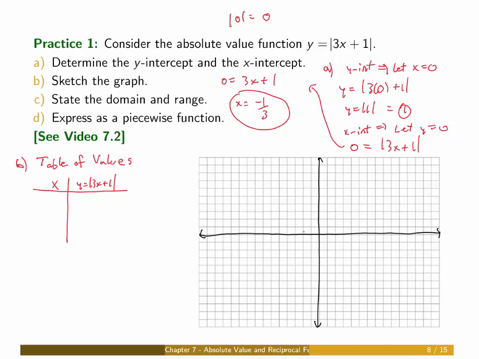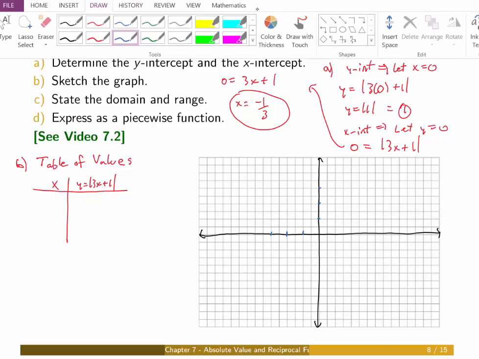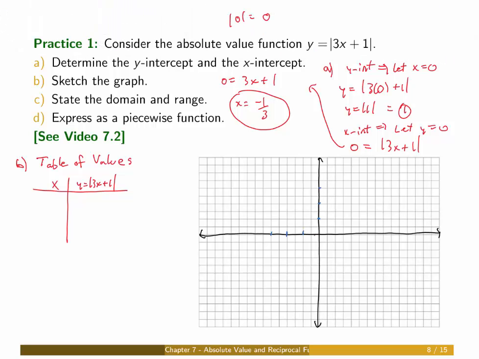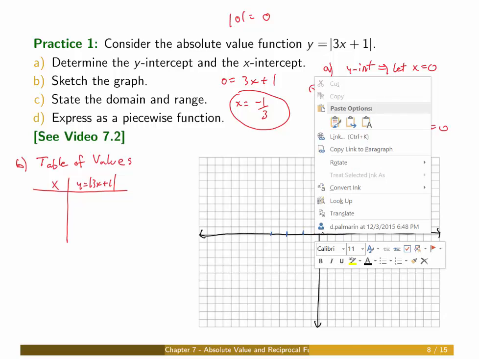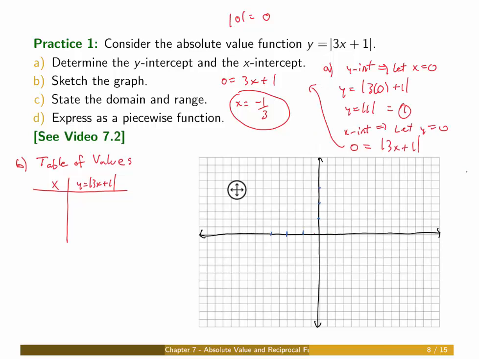Let's suppose that each tick here is 1. So that's 1, that's 2, that's 3, and so on. So that's 1, 2, 3. Okay? Then negative 1 over 3 will be roughly, and I'll do it in red, roughly right here.